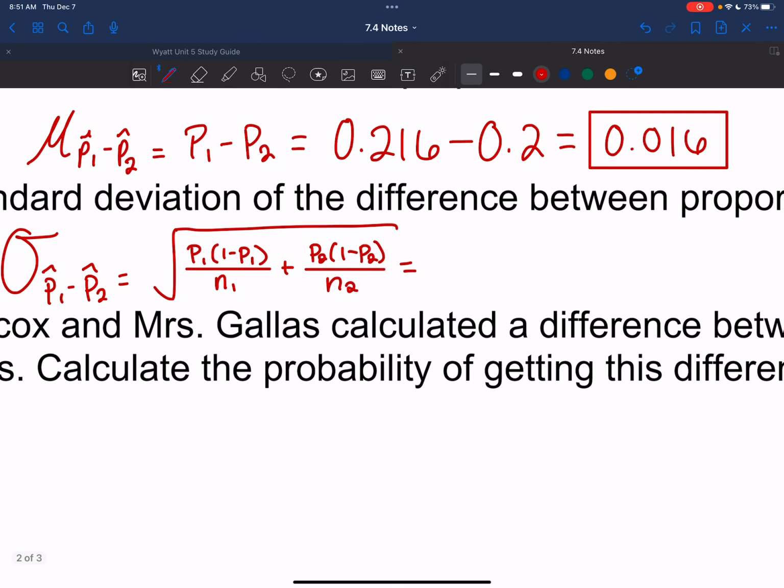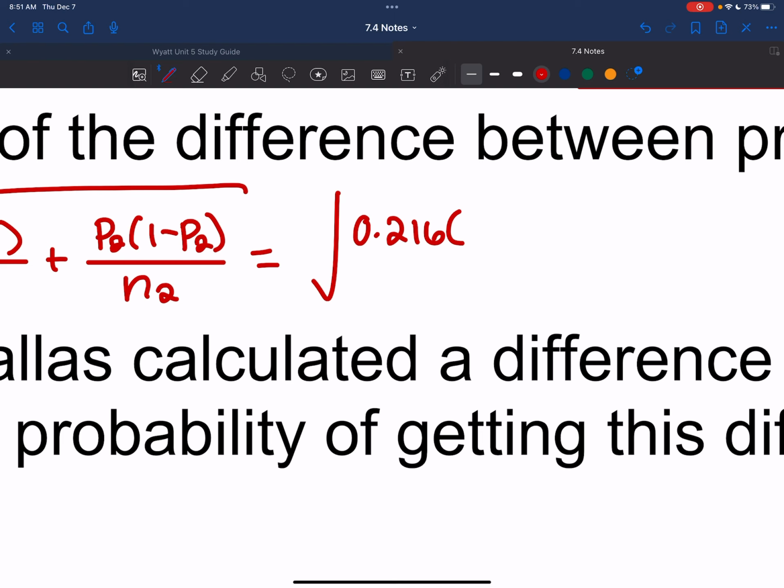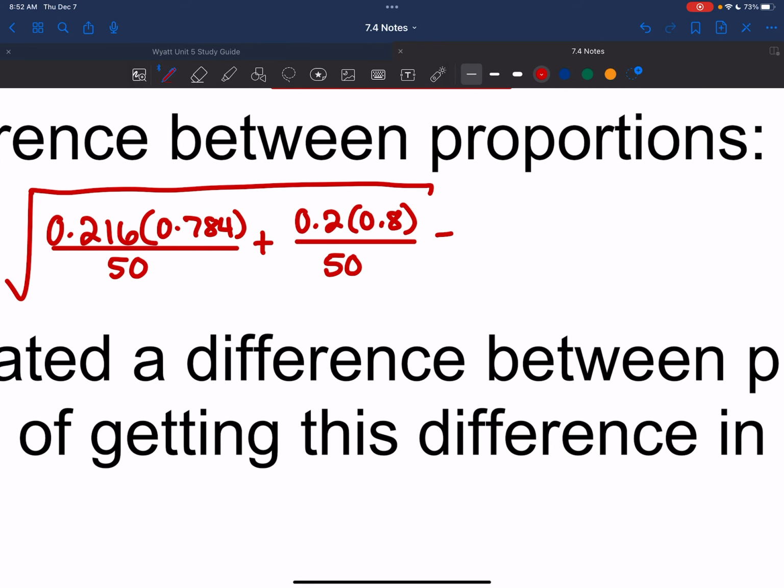So if I plug all of these values in, I'm going to have 0.216 times 0.784 divided by 50 plus 0.2 times 0.8 divided by 50. So I'm going to have a standard deviation for the difference of 0.0812.